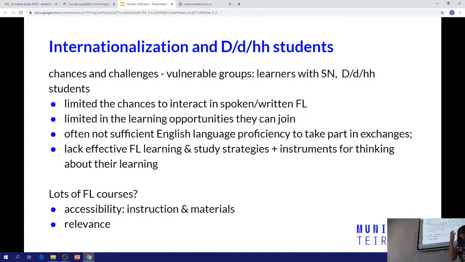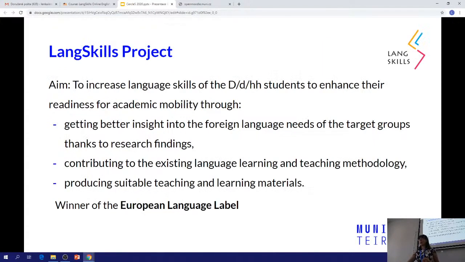So we were thinking about this, and we thought that we need a suitable, accessible online course for these students where they could practice in a safe environment. And this is what helped us to create the course. As the CercleS project, it is a project that we designed, and we were lucky to get a grant in 2017. And the course is part of it.